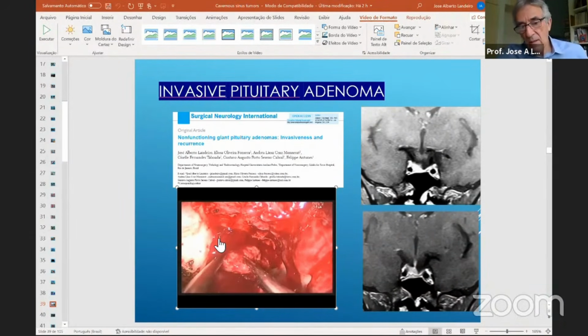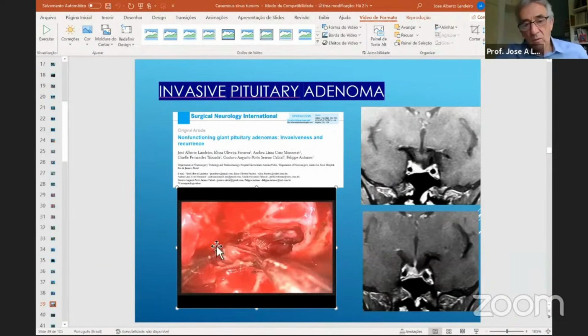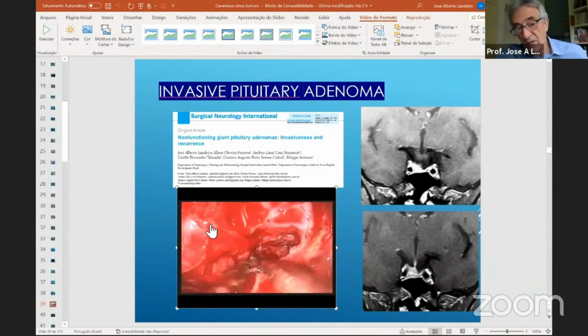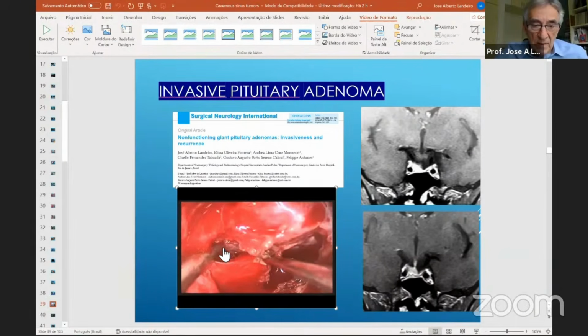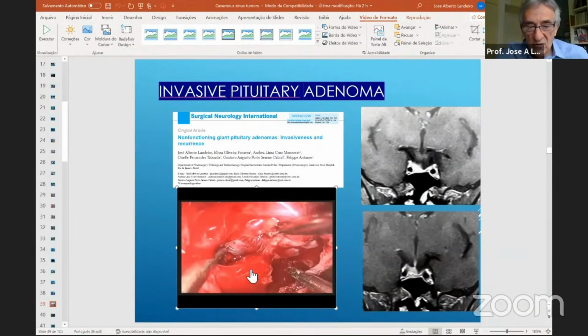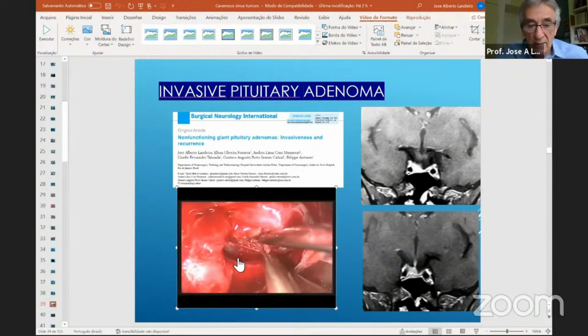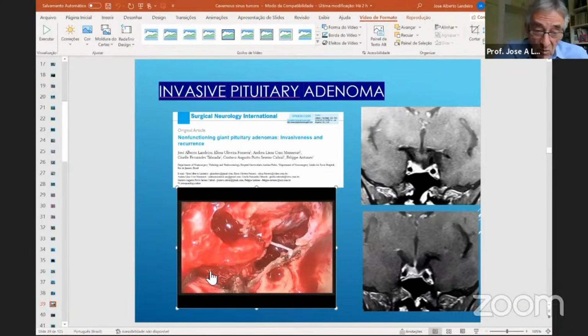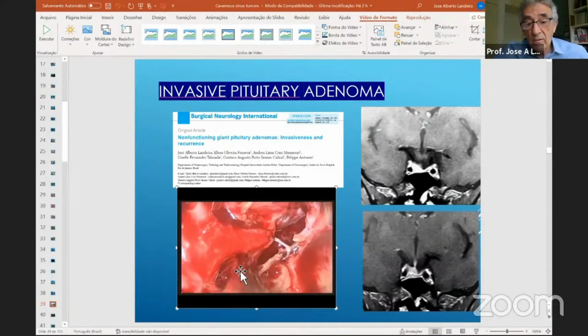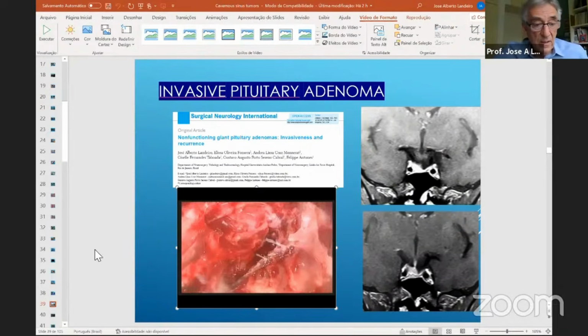As you can see here, laterally placed, we have the carotid artery. I displaced the carotid artery here and went medially to the carotid artery. You see the knee of the carotid artery. Above the knee, you have a tumor. Below the knee, you have a tumor.